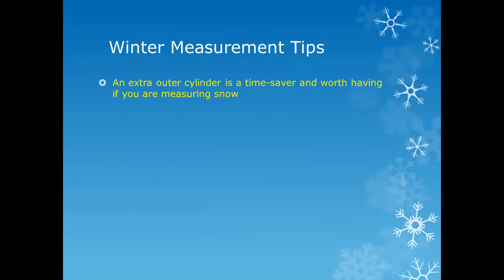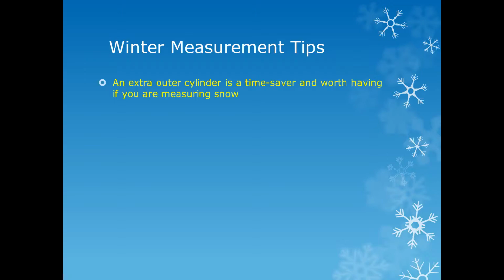So, some tips for winter weather measurements. This is probably number one: an extra outer cylinder is a time saver. If you have gone through a winter using an extra cylinder, you'll never go back. And it's not just winter, it's summer as well. If it's pouring rain at ob time, you can swap out a gauge and bring the other one inside, hardly missing a beat, and still have your measurement.